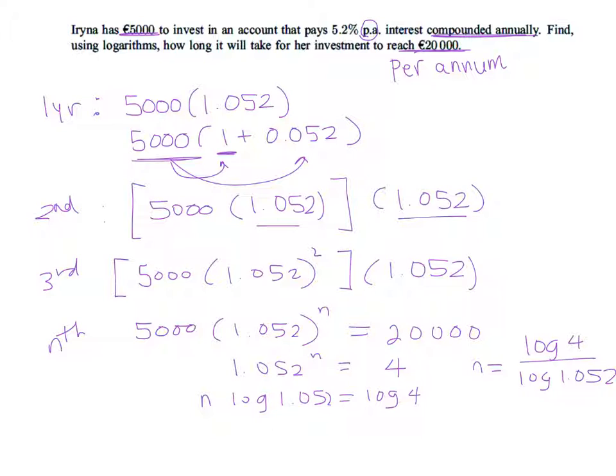If you use a calculator to simplify this, we get about 27.3. So how long will it take for her investment to reach 20,000? It takes about 27.3 years. So if we round that up, she needs to invest for at least 28 years.